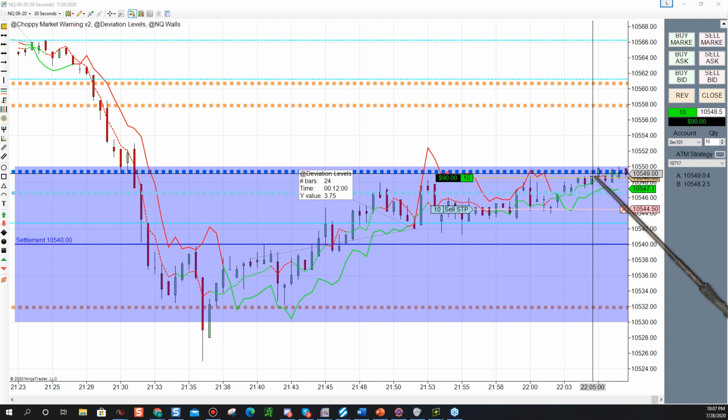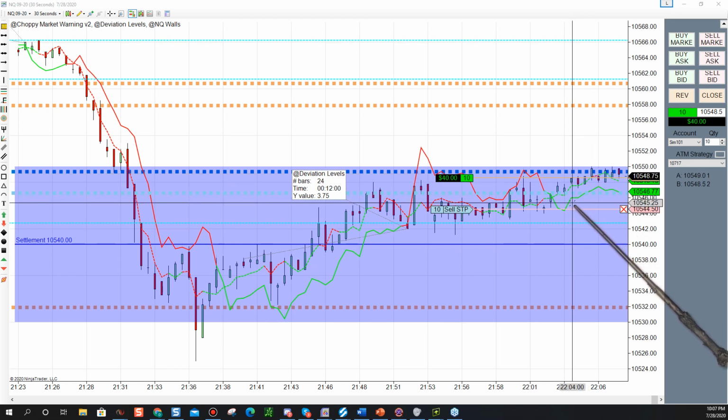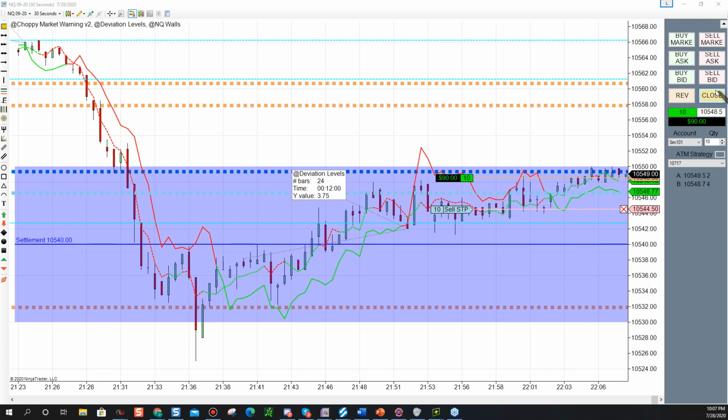Would you close the trade if it closes above or below the solid line? The solid line of the setup bar would be the important thing to put there, Chuck. If it closes below the solid line of the setup bar, then yes, I'm going to get out. I'm just going to literally hit close.